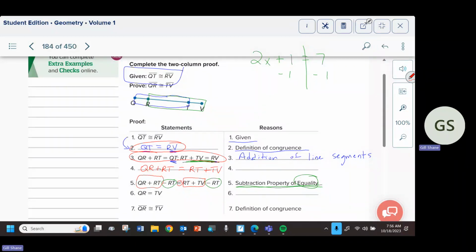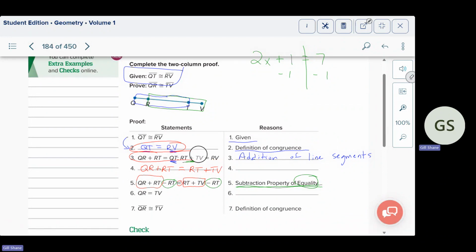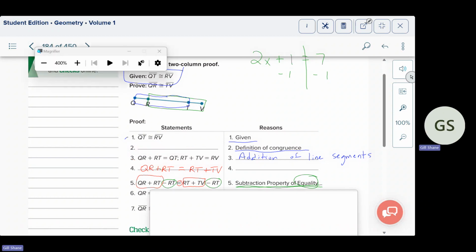They went from saying, okay, we know QT equals RV. Then they explained what else QT equals. What we basically did is say, let me just get rid of that. I know that QT equals RV, right? But I also know that QT equals all of this. So if I know this also equals this, because that's what it says right there, QT equals that, I'm just going to replace the QT with that statement that it equals, and I put it right there.